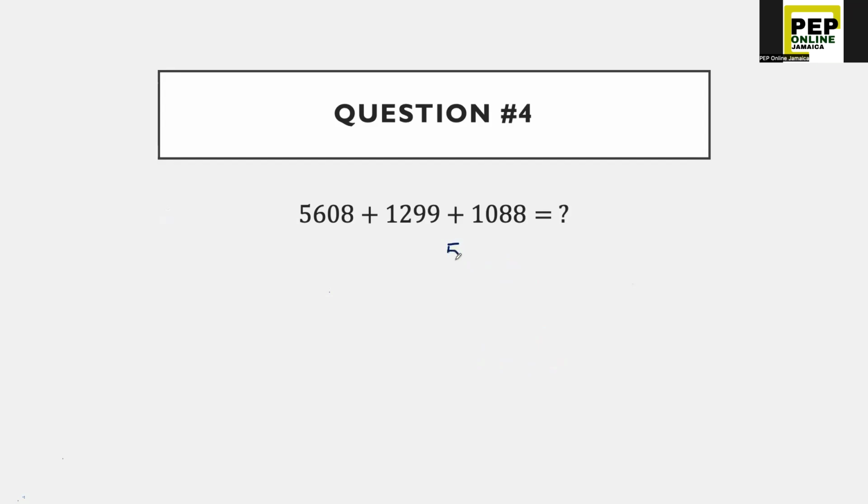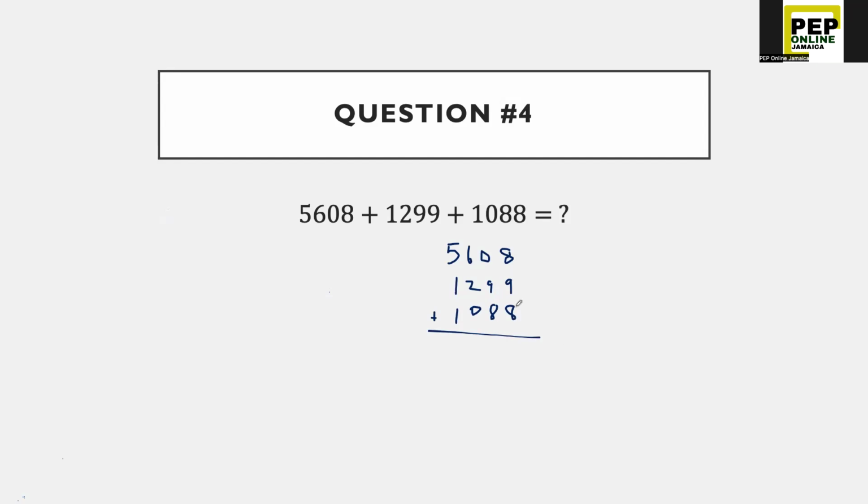Moving on. Question number 4, let's go. So we have 5,608. We're adding that to 1,299 plus 1,088. So we're adding all of that. Put a plus sign, draw a line.